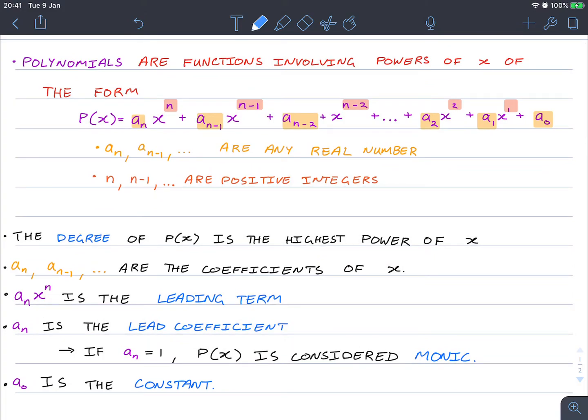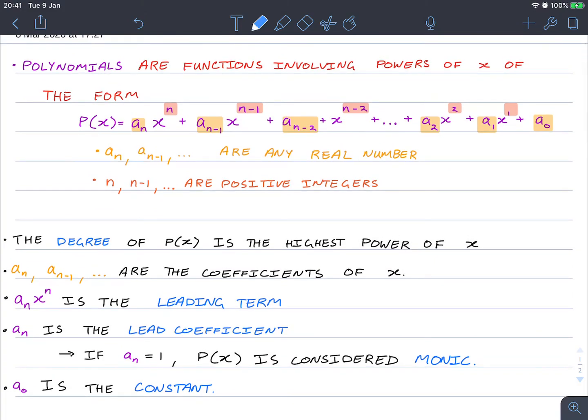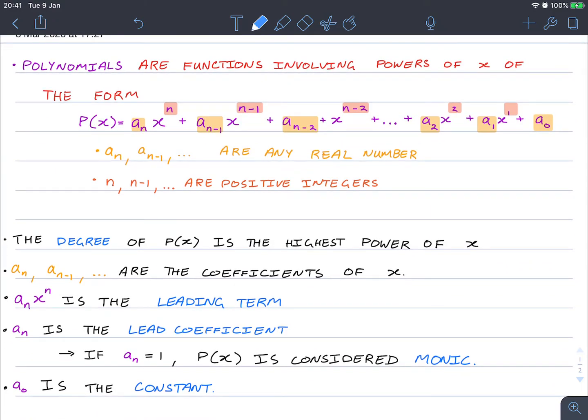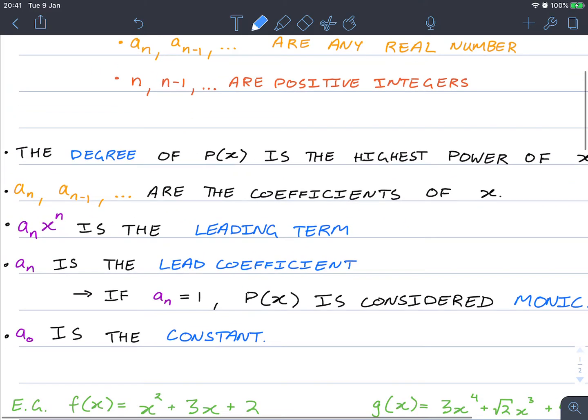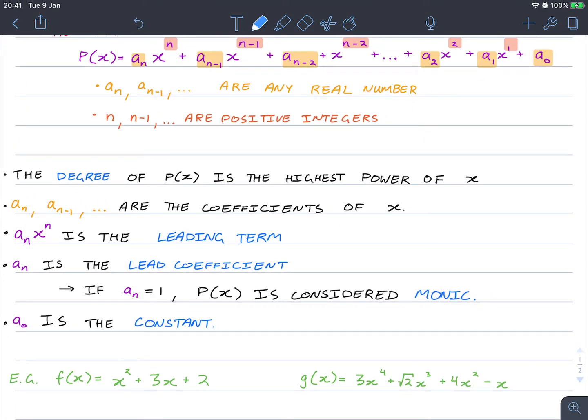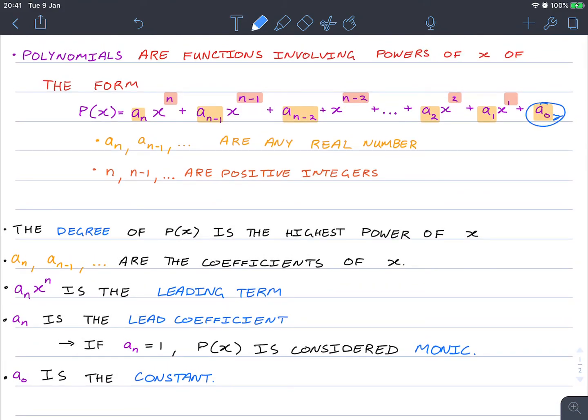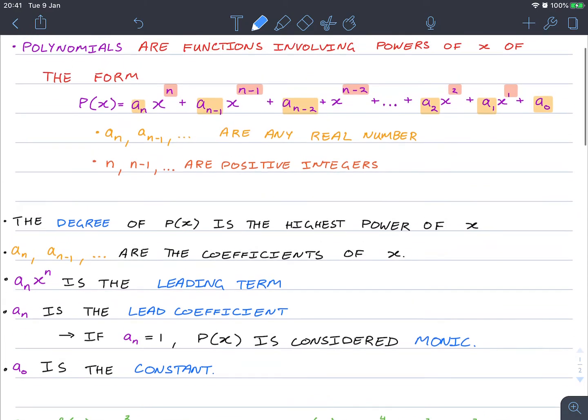The degree of p of x, the first term I need you to remember, is the highest power of x. a_n, a_(n-1), a_(n-2), and so on are the coefficients of x. a_n x to the power of n is the leading term. a_n is the lead coefficient, and if that number so happens to be 1, this polynomial is considered monic. And the very last term that has no x attached to it is the constant.